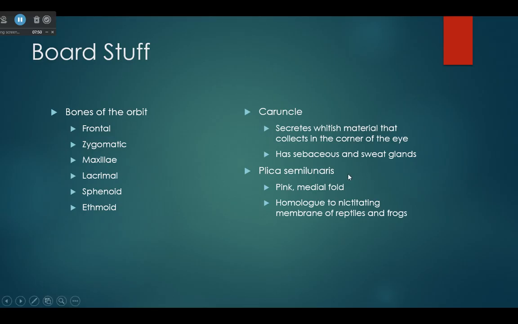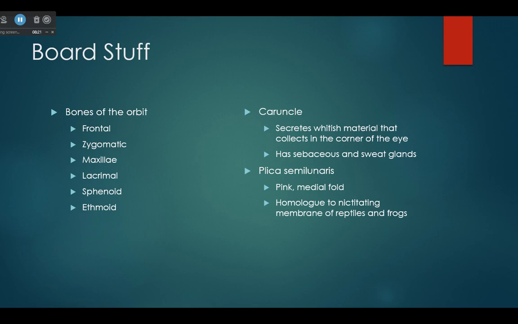The plica semilunaris, so again the term plica means fold and semilunaris means half moon shaped. This is that pink flap at the corner of your eye, the medial corner of your eye. It is homologous to the nictitating membrane of reptiles and frogs. So homologous means that originally it was the same but now it's different. So the nictitating membrane of a frog or an alligator, that's the clear membrane that covers the eye when they're underwater, so water doesn't actually touch the eye itself.